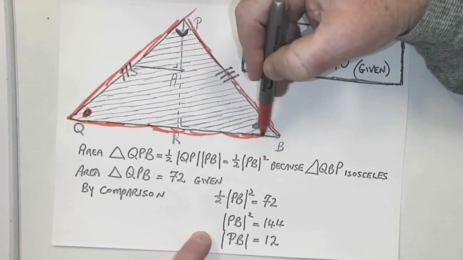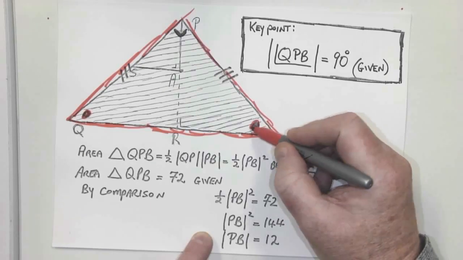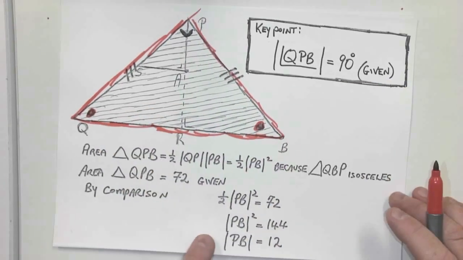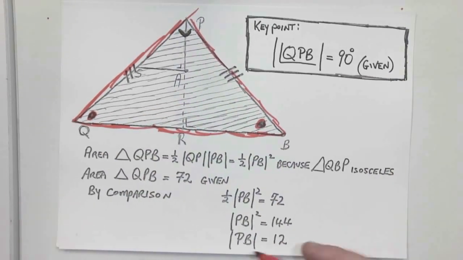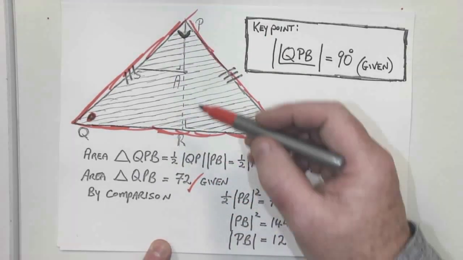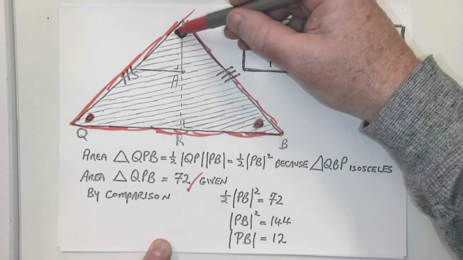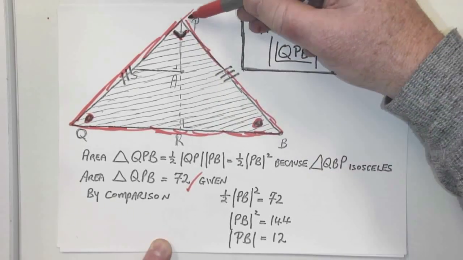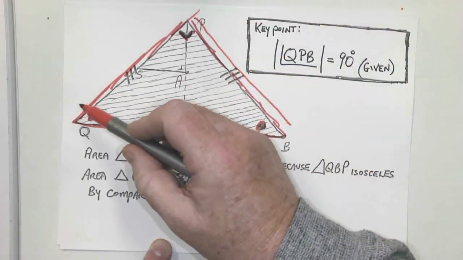Okay, which is really, really, again, incredibly useful. But I've been here before. Those two angles are equal. So I know now that the area of this triangle is 72. That's given. But the area of a right-angled triangle, and here I've used the other notation for right-angled, is a half the base by the perpendicular height.